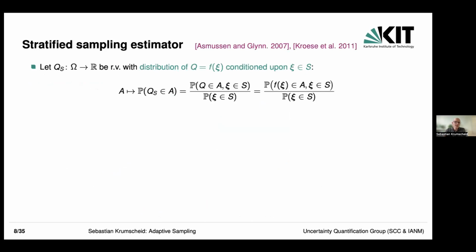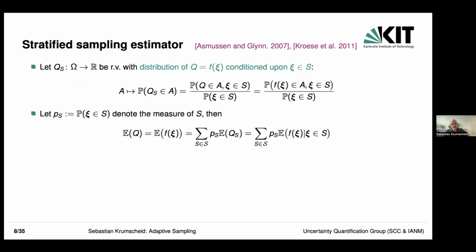So then what is the stratified sampling estimator? It's a well-known variance reduction technique. We consider a random variable Q_S, which is the restriction of our original quantity of interest Q, such that our input psi lives in S. So it's a conditional distribution, which I've written down here. And with this conditional distribution, we can split the expectation of our quantity of interest, which was the expectation of f under the distribution of psi, into the contributions of all the small strata. That's by the law of total probability.